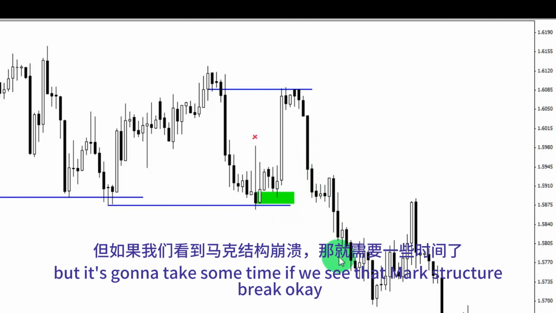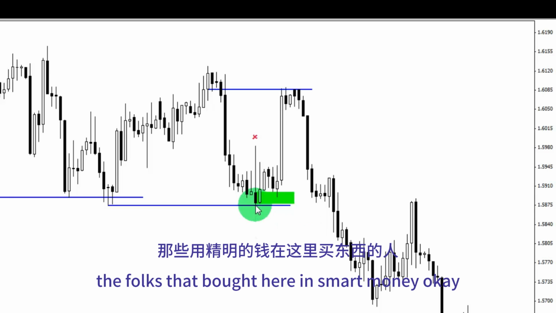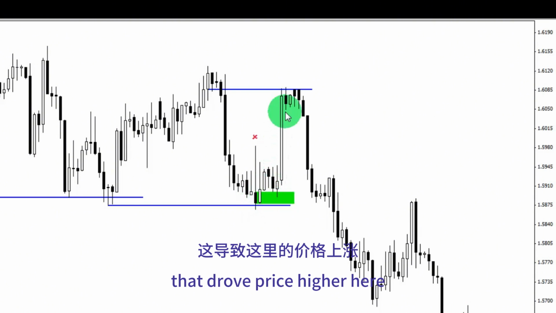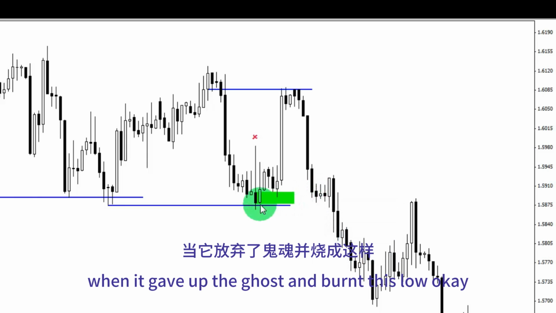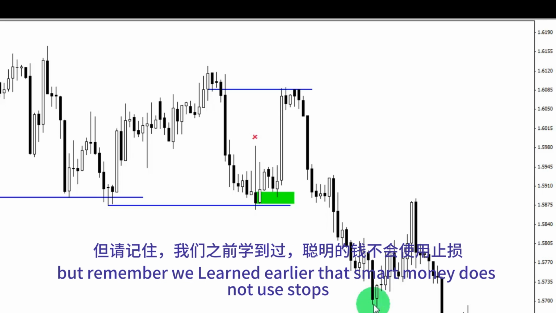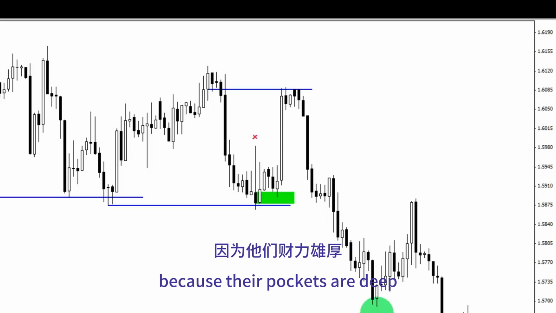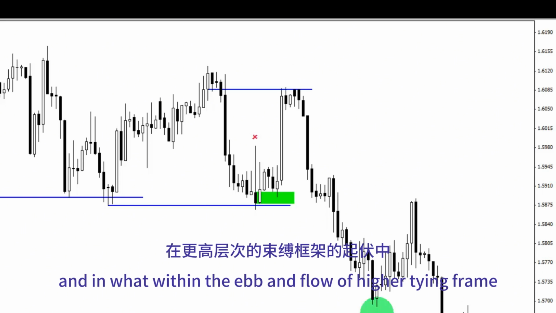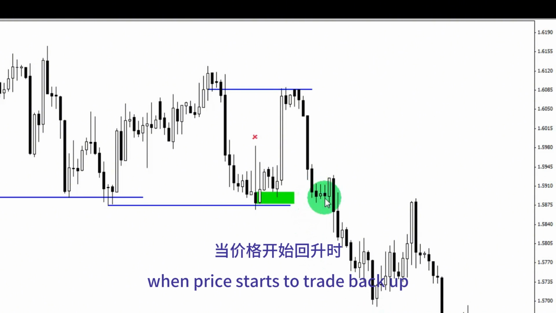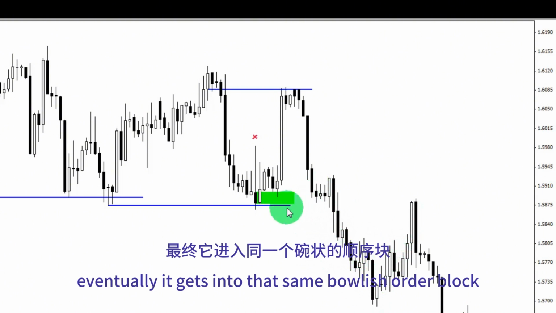If we see the market structure break, the folks that bought here in the smart money camp, that drove price higher here, when it gave up the ghost and broke this low, they're in a losing position there. But remember, we learned earlier that smart money does not use stops because their pockets are deep and they work within the ebb and flow of higher time frame institutional order flow. When price starts to trade back up, eventually it gets into that same bullish order block.